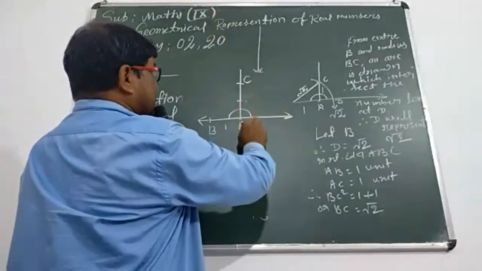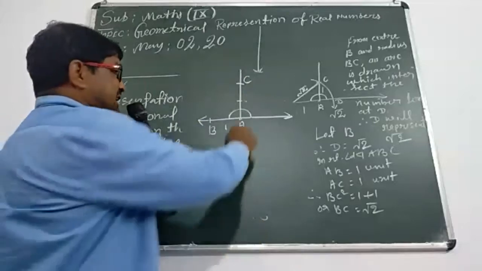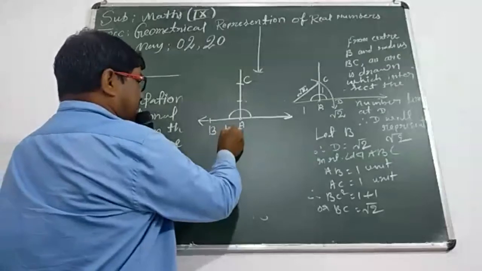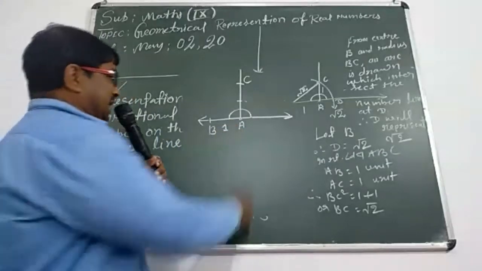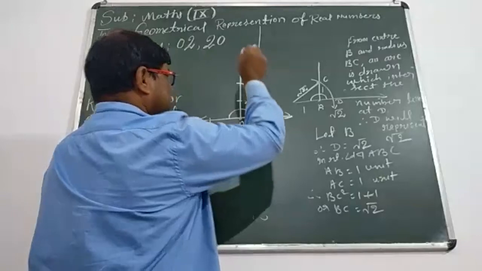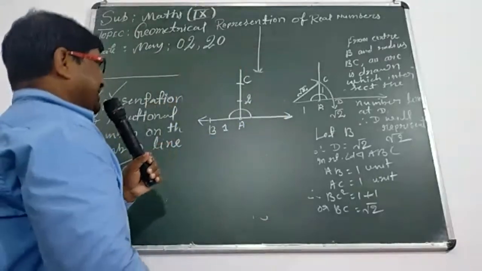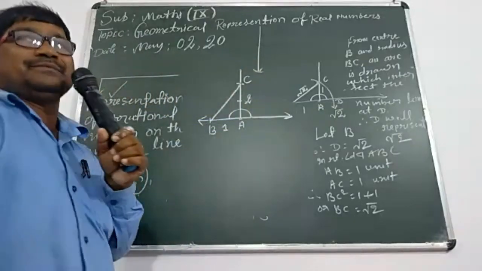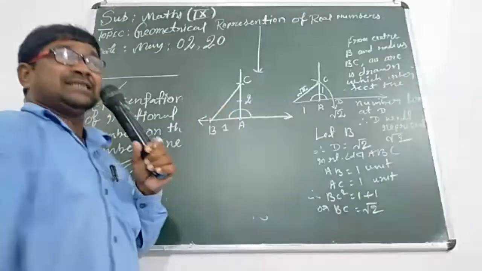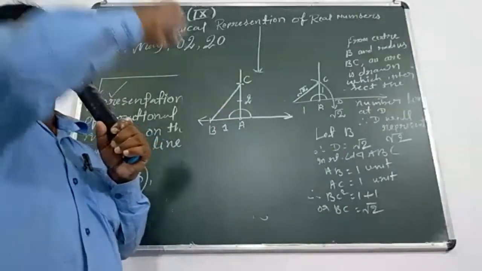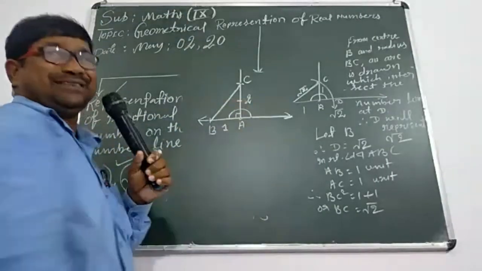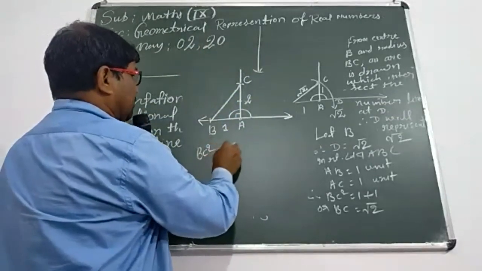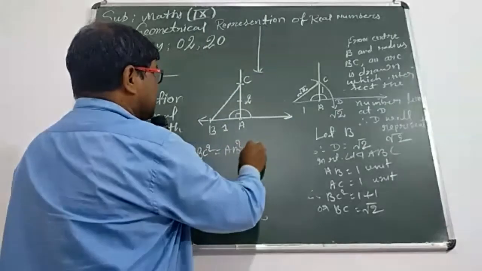Now check the distance of AC. Mind the distance of AB. Distance of AB is 1 unit. Similarly, distance of AC is 2 units. Very good. Now join B to C. What type of triangle is this? This triangle is a right angle triangle, right angled at A. Now you can go to Pythagoras. BC square equals AB square plus AC square.